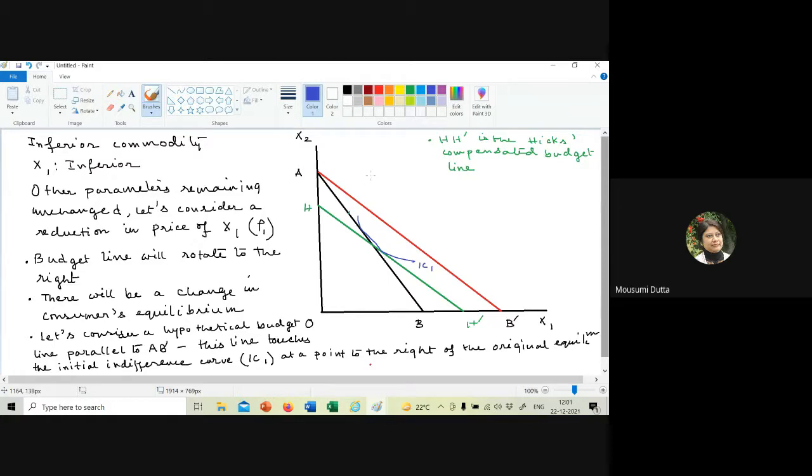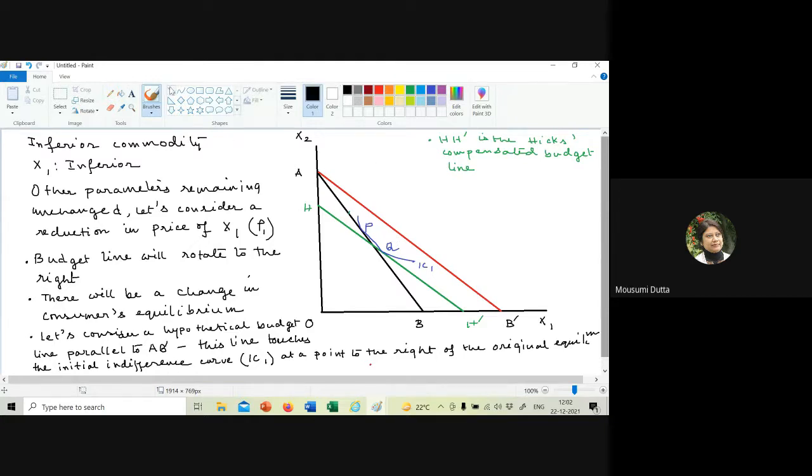Okay, so it is not a very good IC. Hope you will be able to draw better, because here there is some problem while we draw these things in e-board. So this is a smooth convex IC, usual IC, and it is touching both AB and HH prime. It is touching AB at point say P and touching HH prime at point Q.